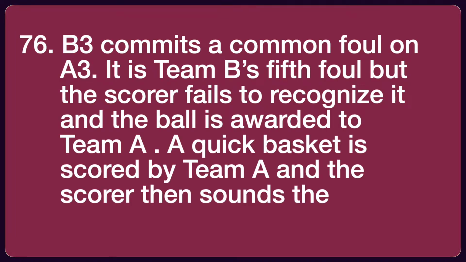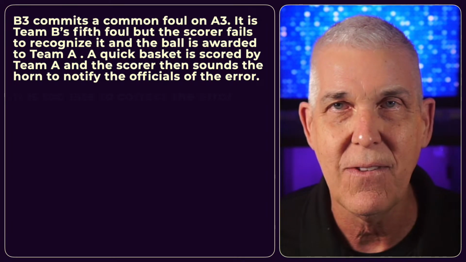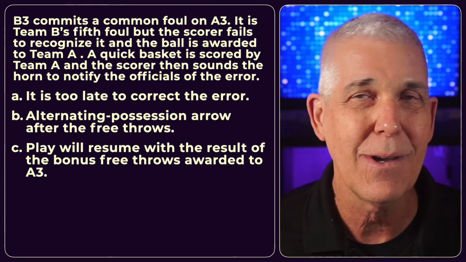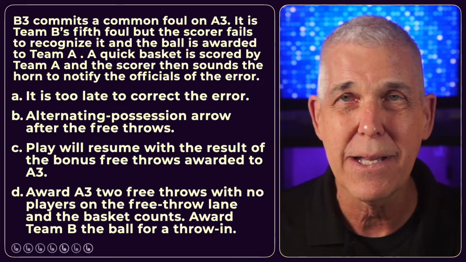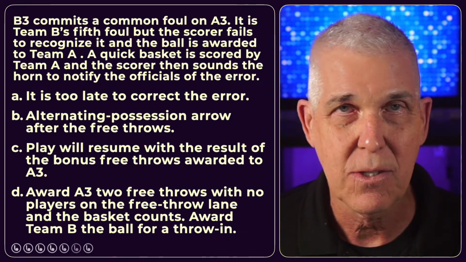B3 commits a common foul on A3. It is Team B's fifth foul, but the scorer fails to recognize it, and the ball is awarded to Team A. A quick basket is scored by Team A, and the scorer then sounds the horn to notify the officials of the error. Ooh, correctable error scenario. Now we've got to use our thinking cap. Are we within the correctable error time frame? Is this covered by correctable error rules and restrictions?